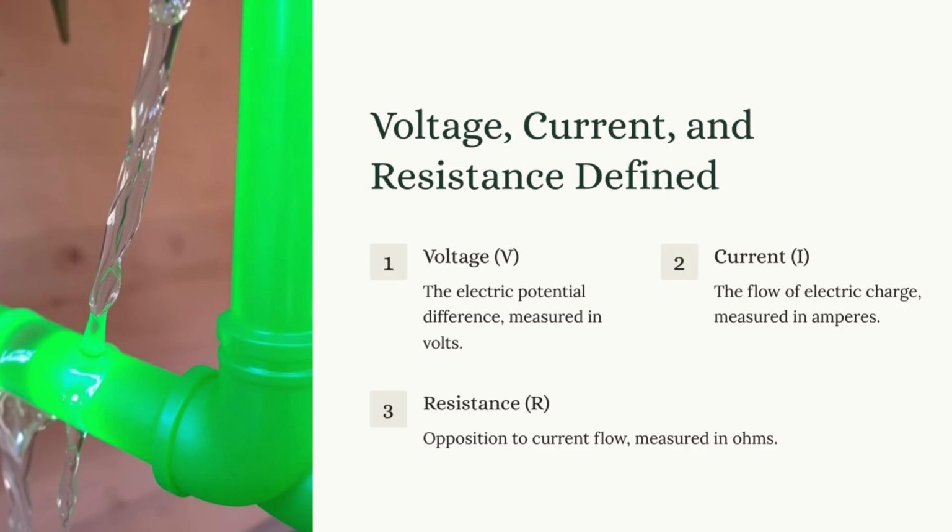Important terms in electricity. Voltage is the electrical potential difference that drives the flow of electrons, while current is the actual flow of electrons. Voltage is measured in volts, and current is measured in amperes. Resistance is the opposition a material offers to the flow of electric current, and is measured in ohms.